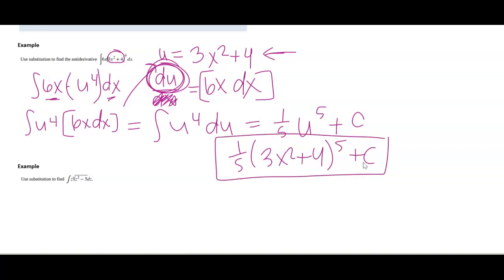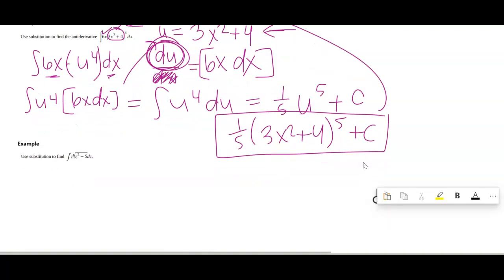And one thing you can always do is take the derivative of your answer and see if you get back to your integrand. So 5, bring it in front, those cancel. I get (3x squared plus 4) to the 4th, and then times the derivative of the inside. Yes, that is what gets me back to my integrand, so that must be my antiderivative.